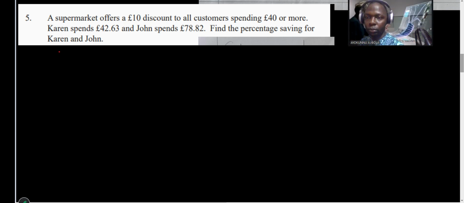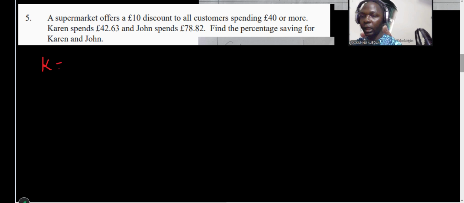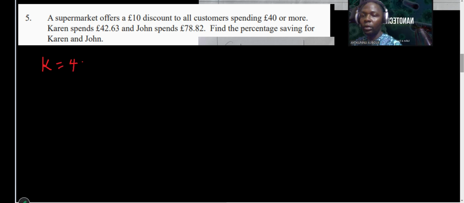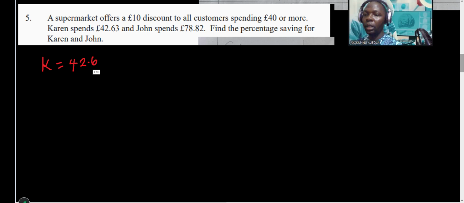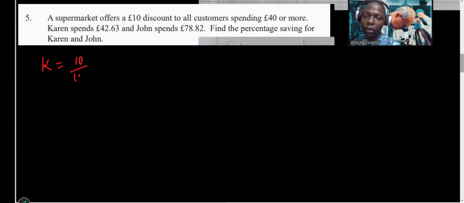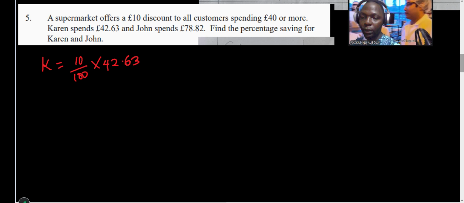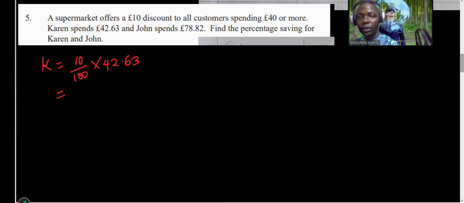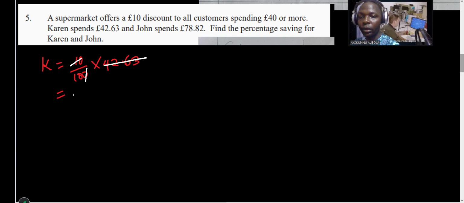So, oh, is it 10% or 10 pounds? £10. Oh, now it says you find the percentage savings, right? Yes. Okay, now I get it. Since it is £10 for each person to be deducted, right? Yes. Percentage savings for Karen and John. That is what percent is £10 in the amount that they spend. That's the meaning of that.